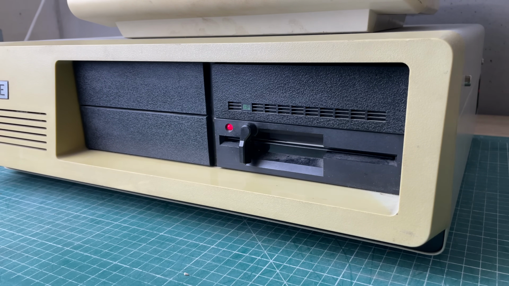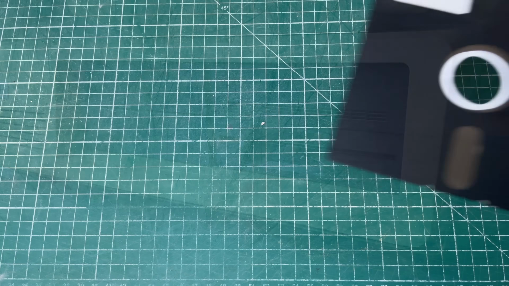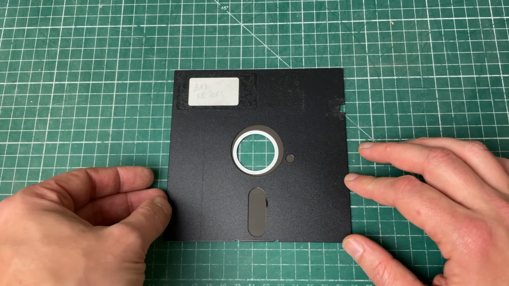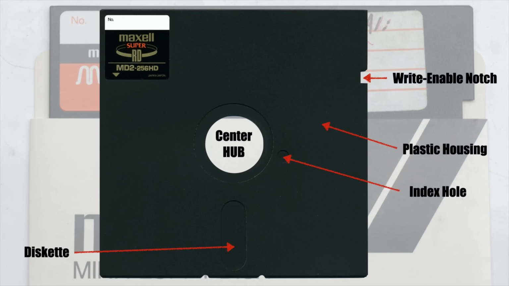On a hard drive, this is referred to as the master boot record, and on a floppy disk, it's referred to as a boot sector. So let's start by looking at the boot sector of a floppy disk, because there are multiple ways of looking at a floppy disk. We can look at the physical medium like this, where we have stuff like the plastic housing, the index hole, the actual disk, the center hub, the write enable notch. That's one way of looking at a floppy disk, looking at the physical medium.